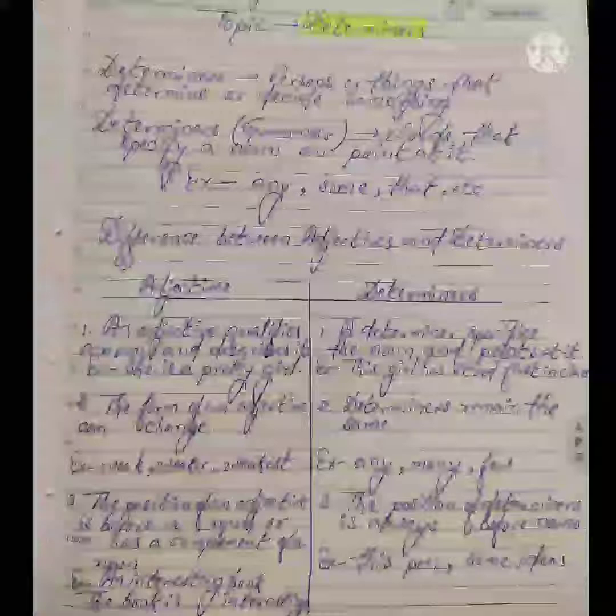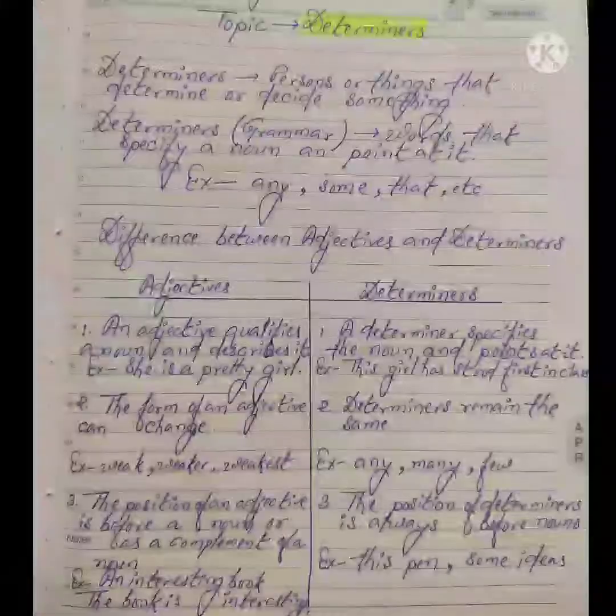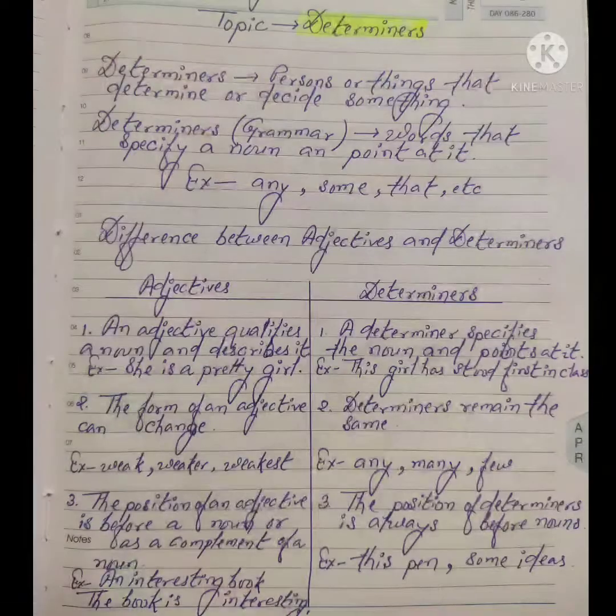Second point, the form of an adjective can change. As we know very well, we have three forms of adjectives: positive, comparative, and superlative. Weak, weaker, and weakest. But a determiner never changes. Any will be as it is, the same. Many, few, these will always be the same.